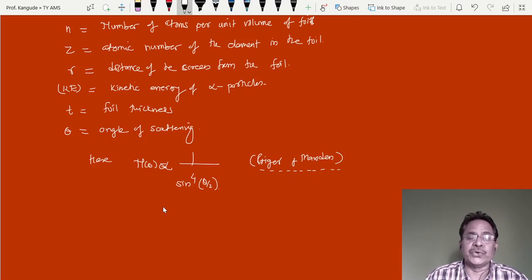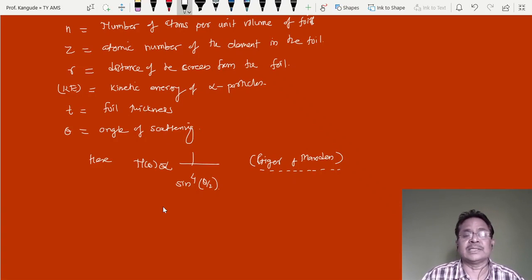If this theta is very large, then this number is going to be small, and the number of particles observed will be small. So this number will be larger one, this will be smaller one. This inverse proportionality was predicted by Rutherford's theory, and it was actually found in the experiment of Geiger and Marsden.